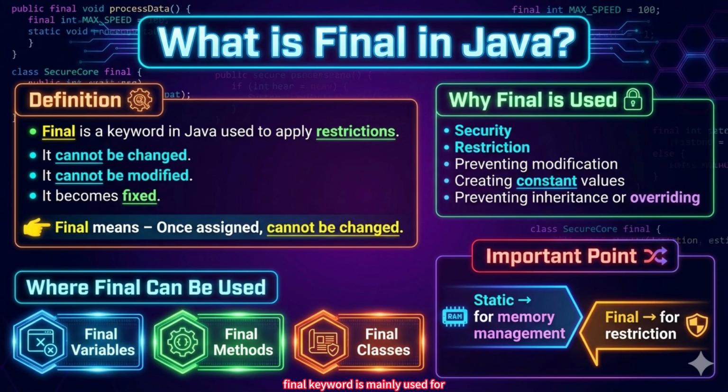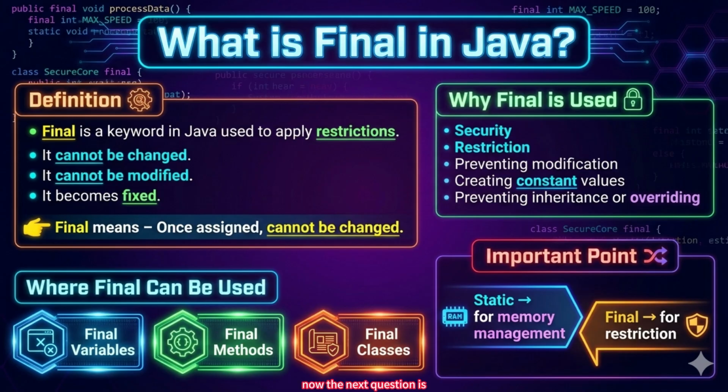Final keyword is mainly used for security, restriction, preventing modification, creating constant values, preventing inheritance or overriding. One very important point, static is used for memory management. Final is used for restriction. So don't confuse static and final.